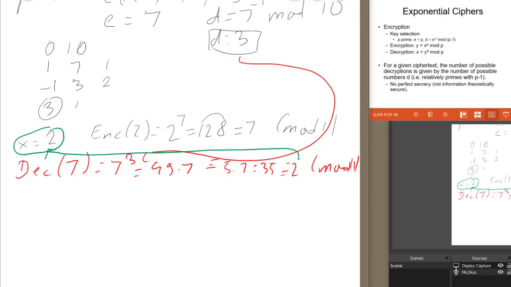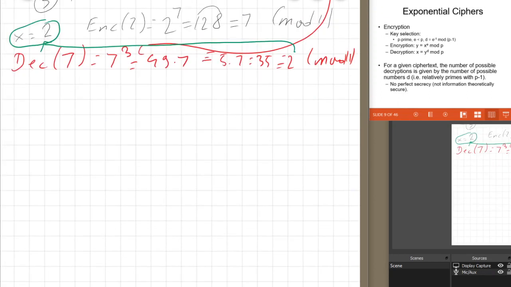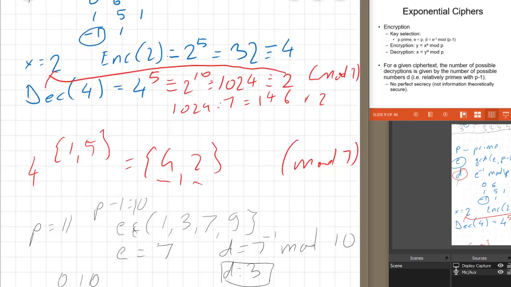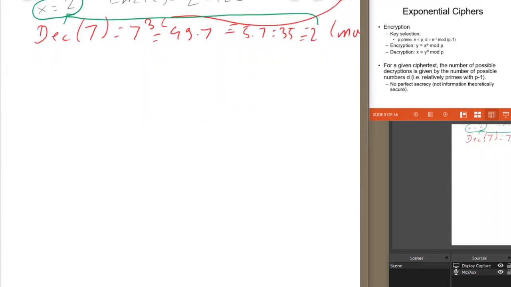Okay, so in general, as you see on the slide next to us, in order to encrypt with the exponentiation cipher, one selects the prime p, and one selects e, an exponent such that the greatest common divisor between e and p minus 1 is equal to 1, such that the inverse d exists, where d is the inverse mod p minus 1.